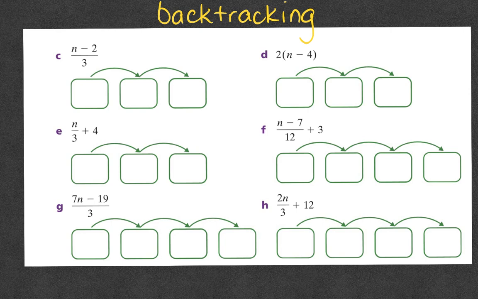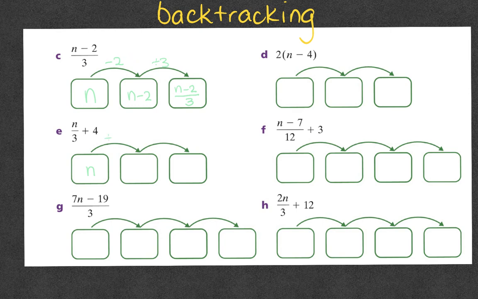So if we start with this first question here, we have an n, and then from the n, we subtract 2. And that gives us, when we minus 2, n minus 2. And then we take our n minus 2 and we divide it by 3. And that gives n minus 2 divided by 3. Now to solve our equation, we just go backwards. So we multiply by 3 and we add 2.